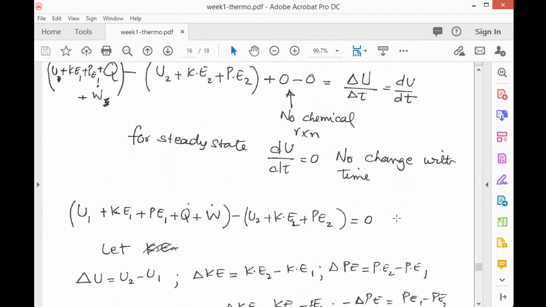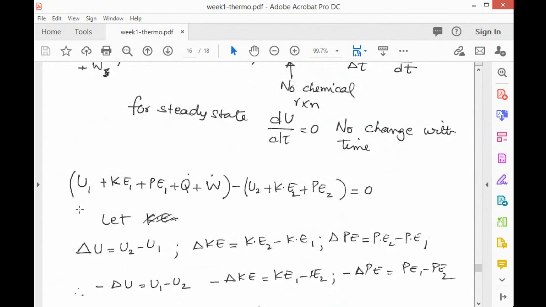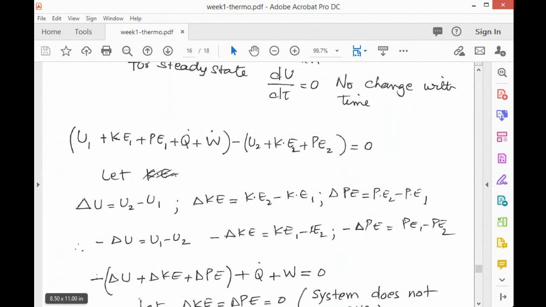All right. So we know delta means 2 minus 1. U2 minus U1 is delta U. So we can write U2 minus U1 because the sign is reverse. So U1 minus U2 is minus delta U. Similarly, this is delta KE, this is delta PE. But there is no Q and W here, so we leave it like this. We take it here and write it this way, with a minus sign because the sign is reversed: minus delta U, delta KE, delta PE, Q and W.